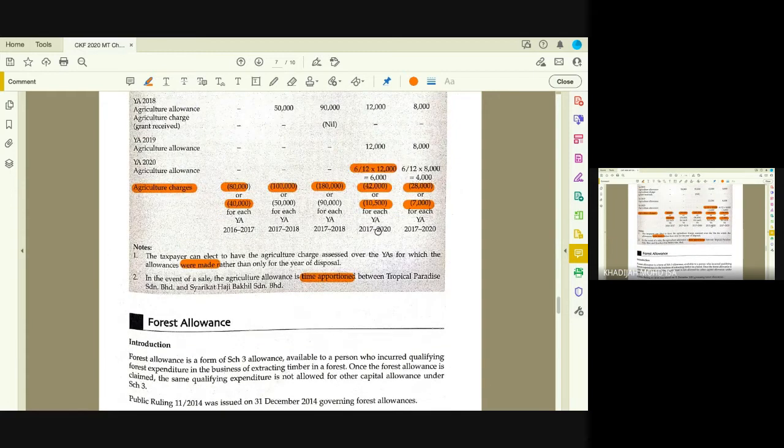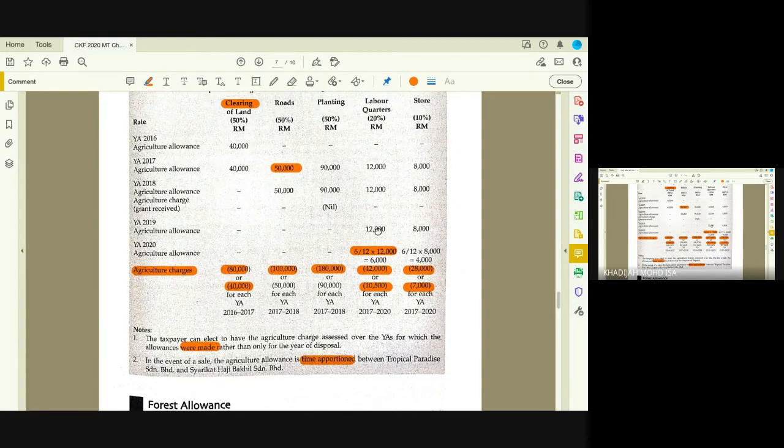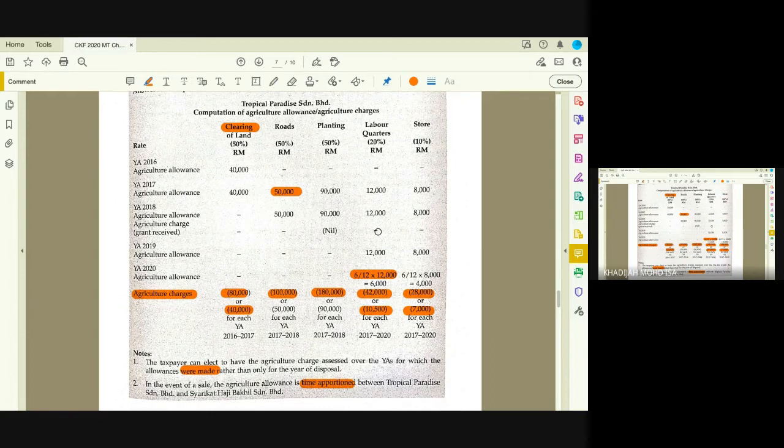Okay. So that covers the topic on your balancing charge. That also covers the topic on agricultural allowance. All right. Definitely, most likely you'll be tested on this.